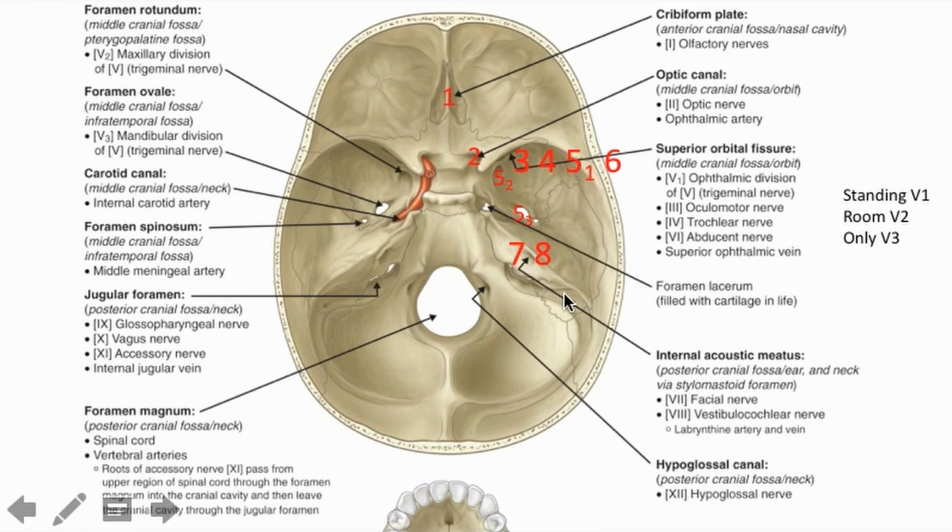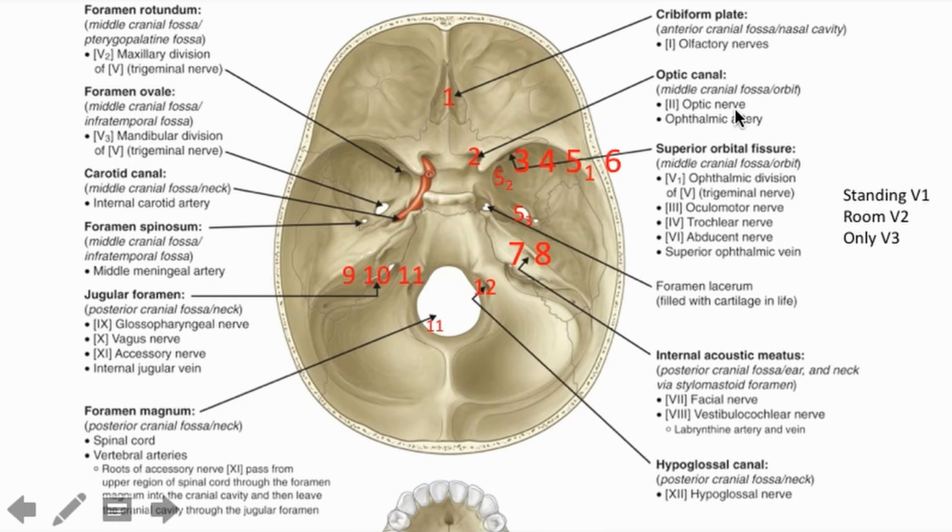Moving on, again, the 7 and 8 go through the internal acoustic meatus, then 9, 10, and 11 go through the jugular foramen back here. Number 11 also goes through the foramen magnum, and then number 12 goes through the hypoglossal canal. It's the hypoglossal nerve, which makes it easy. This is a money slide, people.